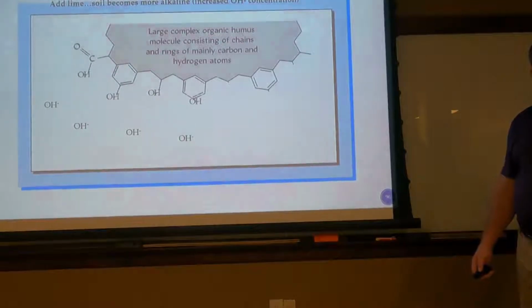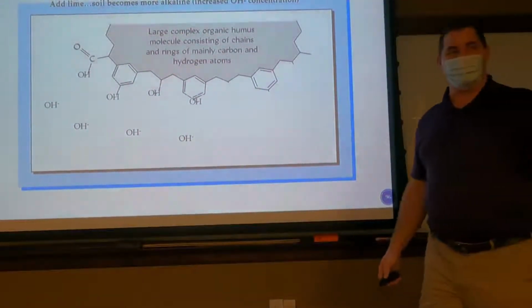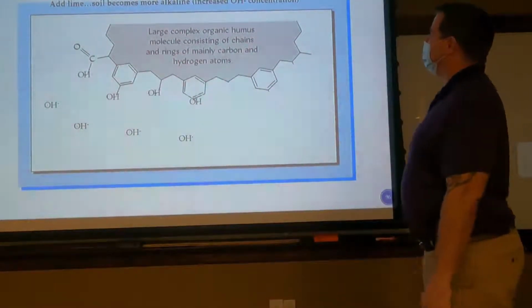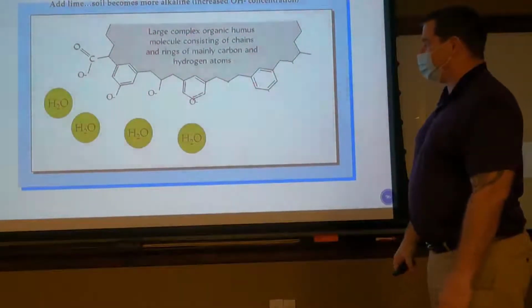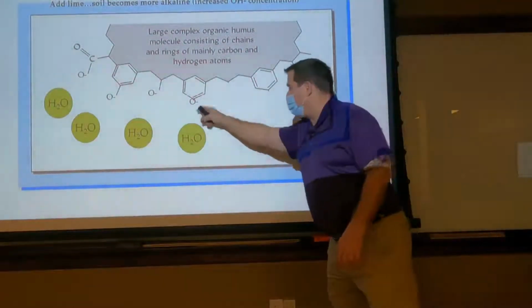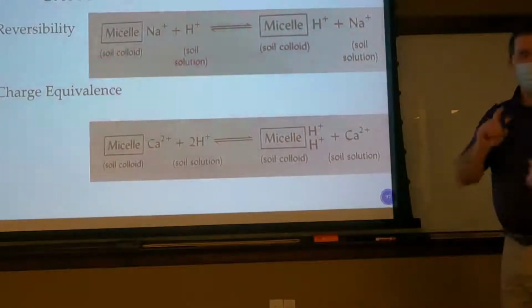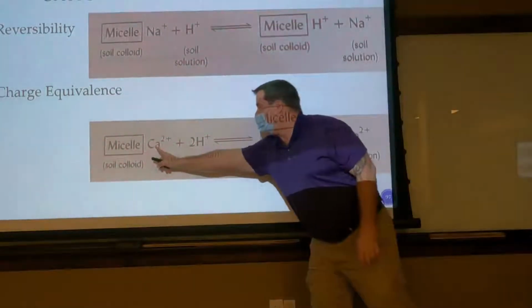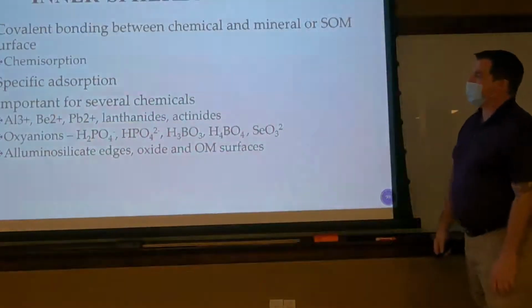Everyone's favorite, the three sources of pH-dependent charge are? Iron and aluminum oxide. Broken edges of clays. Functional groups of organic matter. So as we add lime, we increase the hydroxyl concentration. Those hydrogens dissociate from those functional groups, form water, leaving this negative charge. So we had this reversibility where it's 1 for 1. We have charge equivalence where we need two hydrogens to dissociate or to exchange with one calcium 2+.